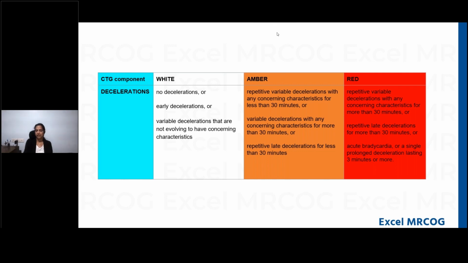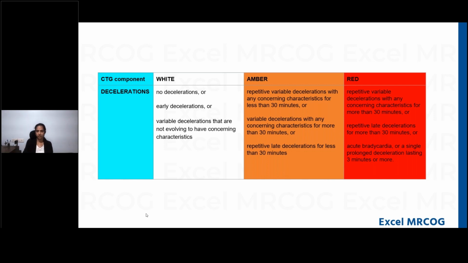Yeah, okay, thank you. So if there are repetitive late decelerations for more than 30 minutes, acute bradycardia, or a single prolonged deceleration lasting 3 minutes or more, that is a red sign.